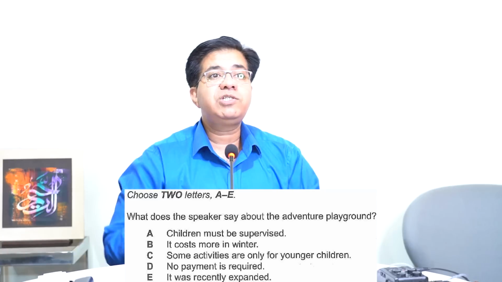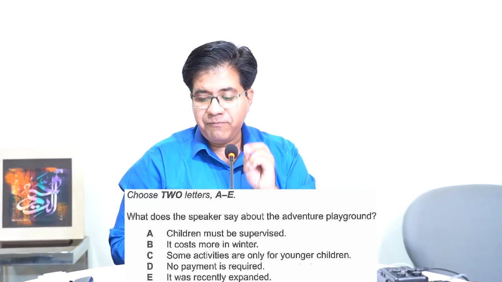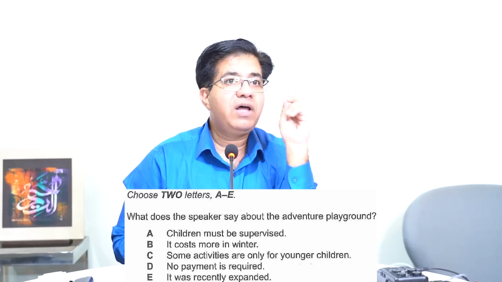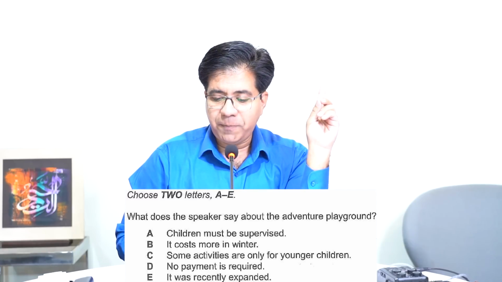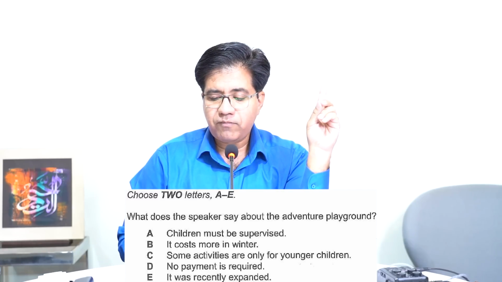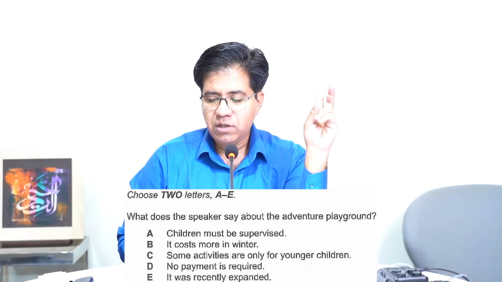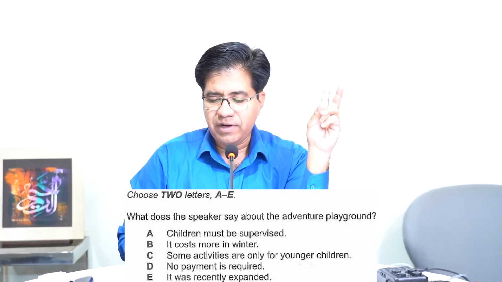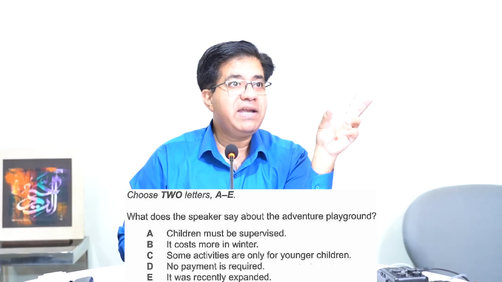Now, the next question, how to catch the options. In every option, you need to underline one word. For example, option A, supervised. Option B, cost. Option C, younger children. Option D, payment. Option E, expanded.